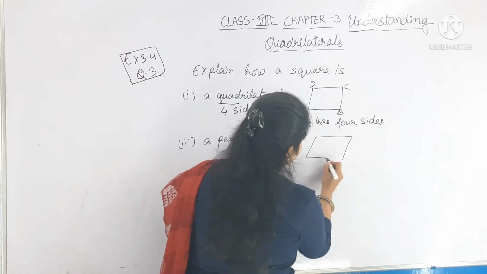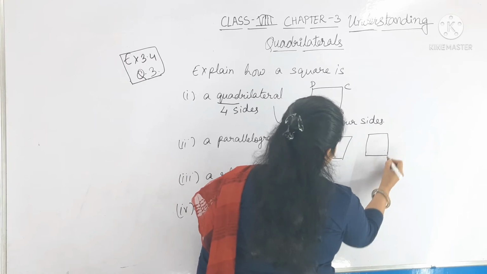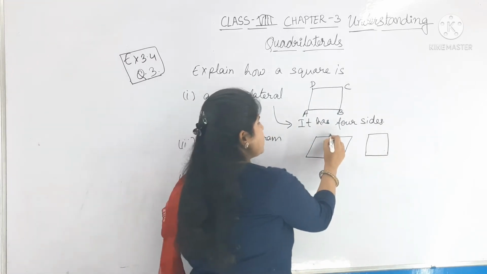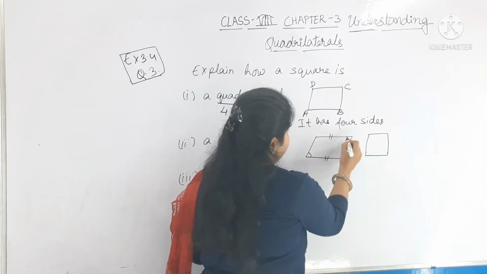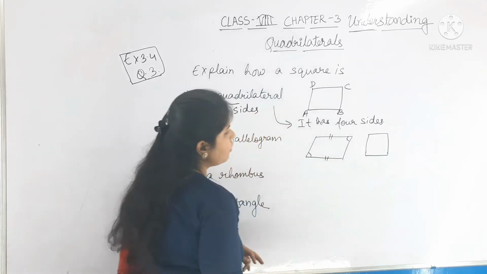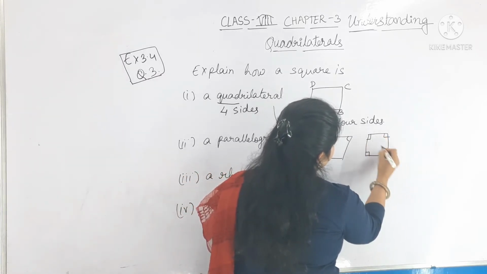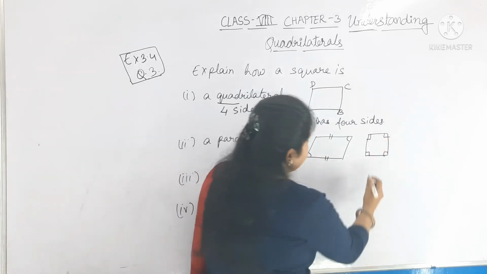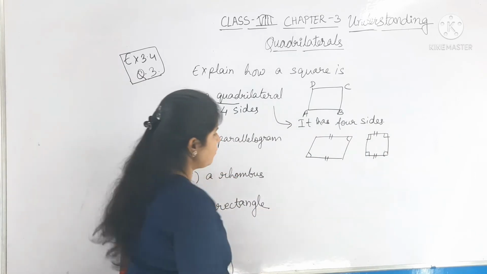This is a parallelogram and this is a square. We know the properties of a parallelogram: opposite sides are parallel and opposite angles are equal. The same thing here, all four sides are equal. So opposite angles are equal here also and opposite sides are equal. So a square is a parallelogram.